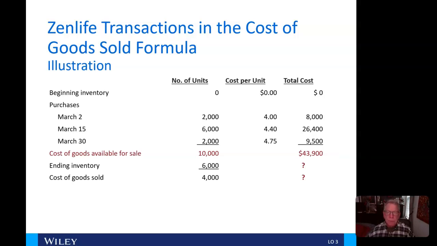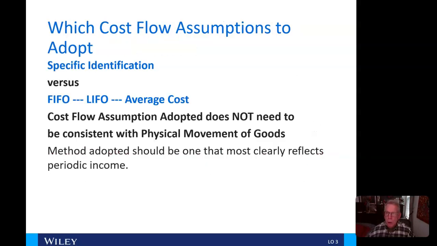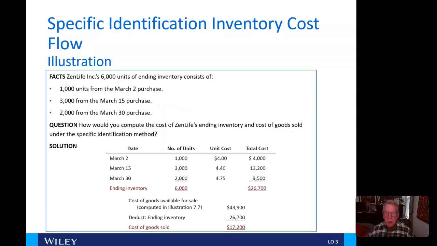As you can see, these two question-marked items will need to add to 43,900. So let's take a look. We are going to look at the cost flow FIFO, LIFO, average cost. The cost flow assumption adopted does not need to be consistent with how we really physically move the goods. That's sometimes surprising to students. The method adopted should be the one that most clearly reflects periodic income.